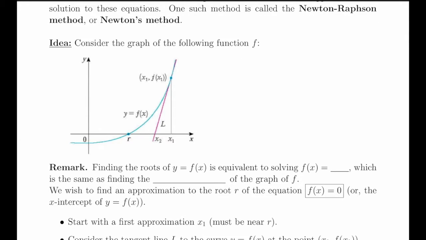We're trying to find the solution to the equation f of x is 0. Right? This is the point when the y value, which is also equal to f of x, is equal to 0. But another way of looking at that is we're trying to find the x-intercept of this curve. At least we're trying to approximate the x-intercept of this curve. In other words, Newton's method will be used to approximate the root r of the equation f of x is 0, also known as the x-intercept of that function.